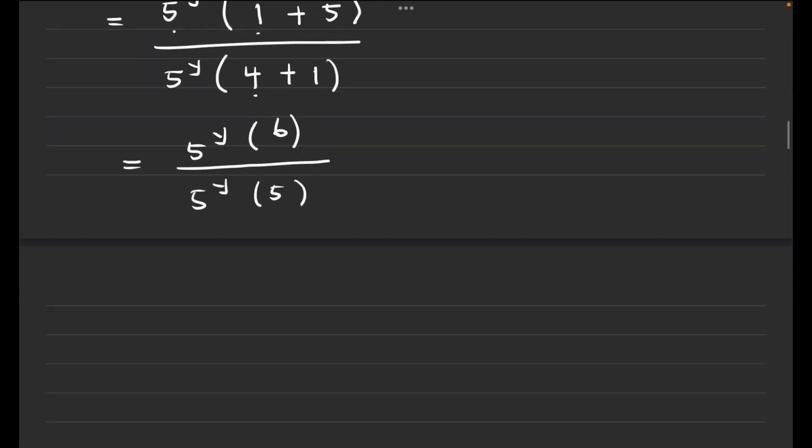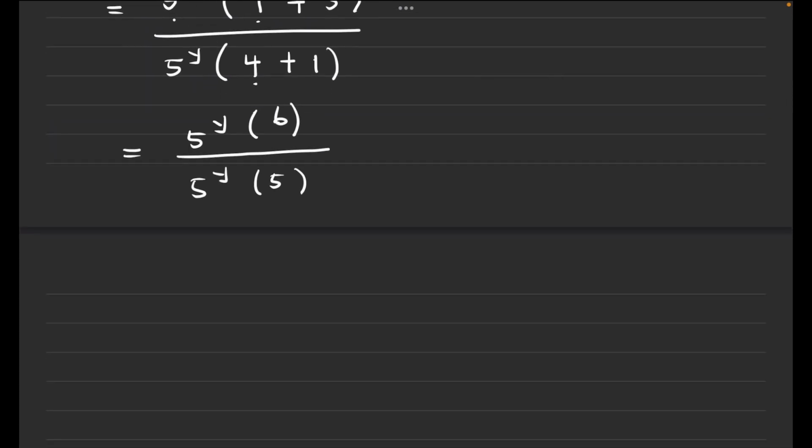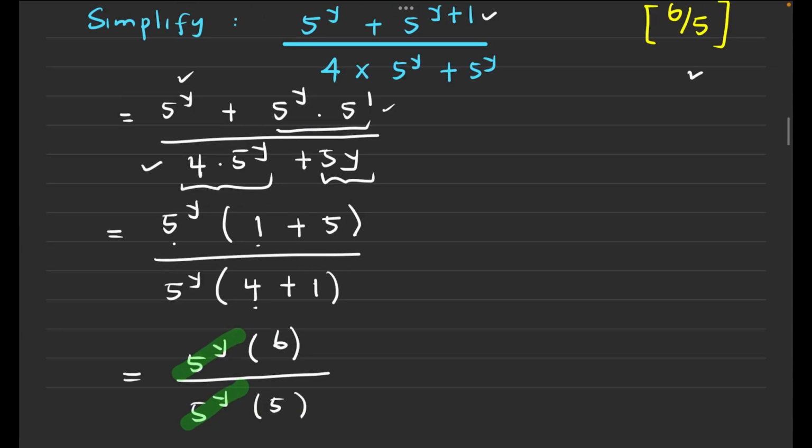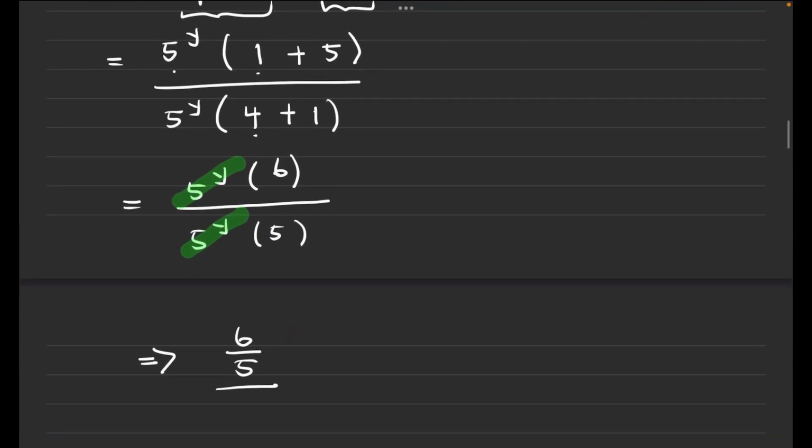Okay, so basically here, 5 to the y and 5 to the y are going to divide each other. You can see that they are the same. And then finally, guys, we find our answer to be 6 divided by 5. That is what we're looking for. So if you got that, congratulations.